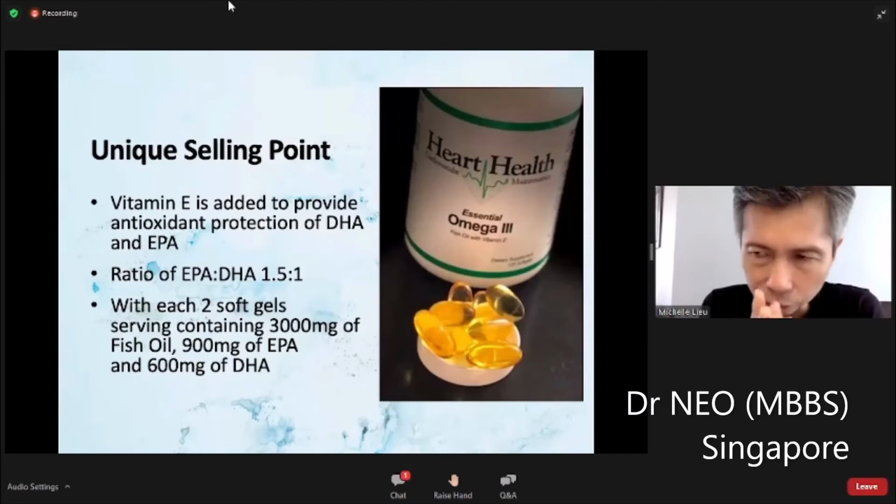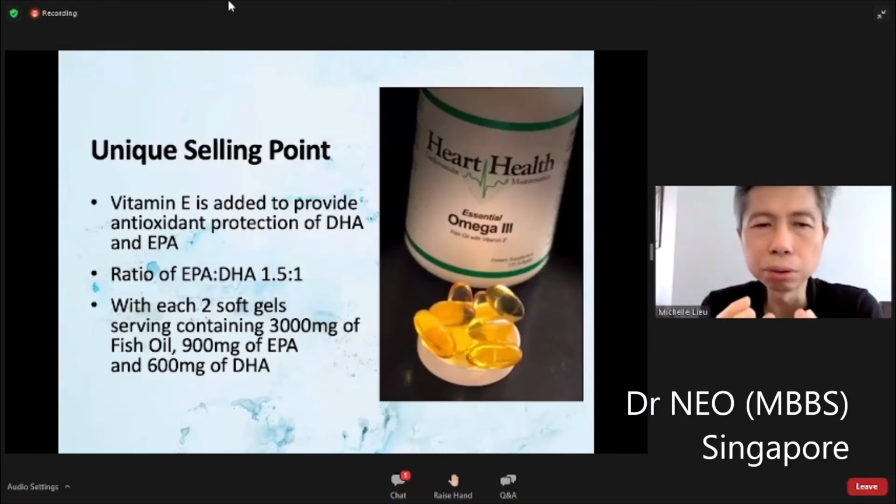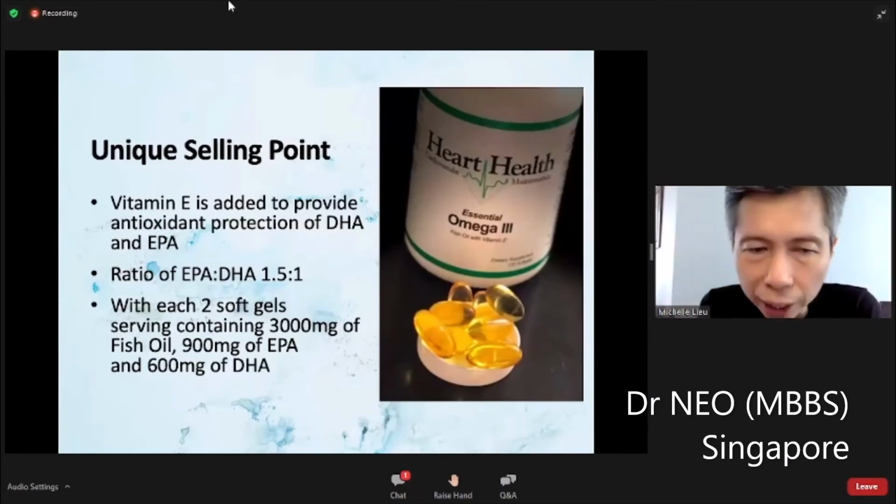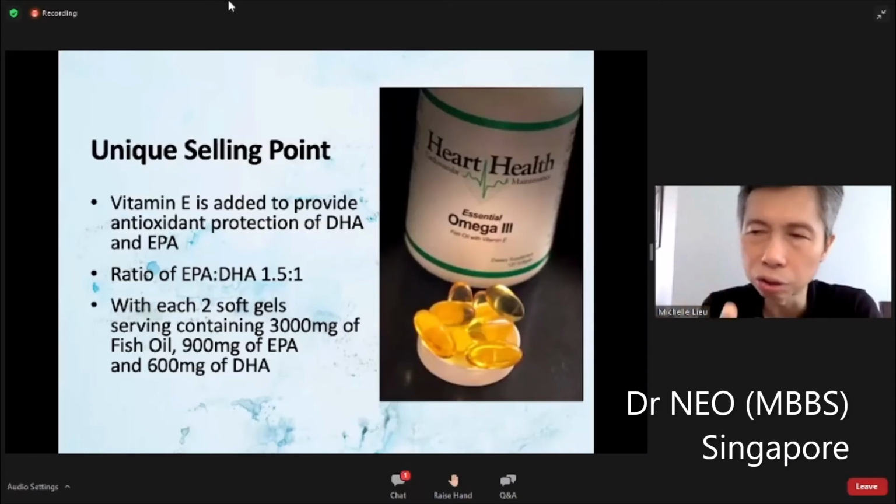The next factor you want to consider is the amount of EPA and DHA. These are the two most essential omega-3 fatty acids that we want, the EPA and DHA.